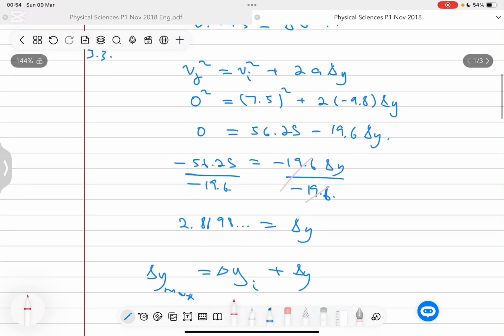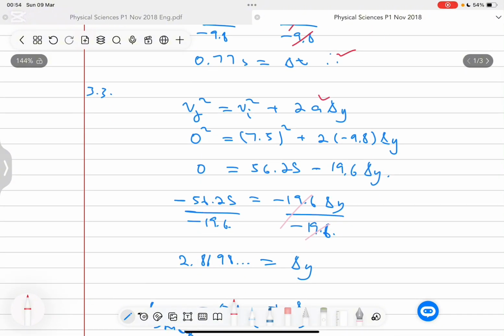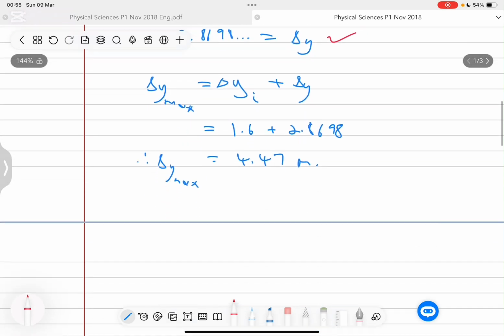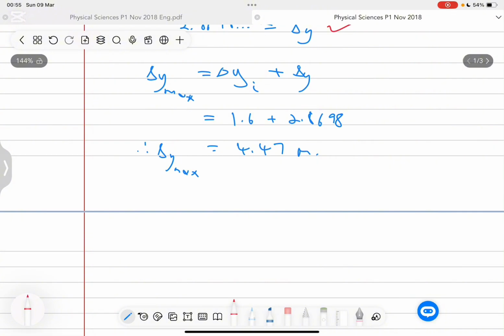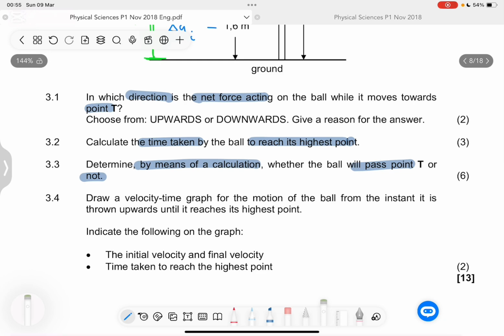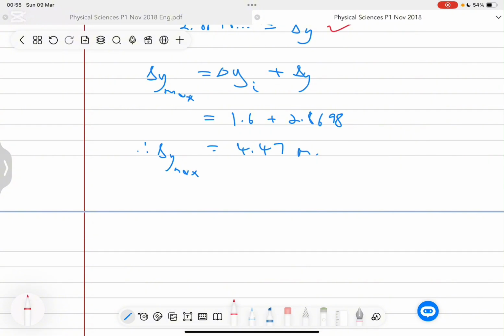Now this question is marked out of 6 marks. The 1 mark will come from using the correct formula, substituting the left hand side, the 0 there, and substituting the right hand side, meaning the whole thing here on the right hand side, and getting this value here of the first height above the 1.6, and that is like 4 marks. The last 2 marks will come from answering the question. Remember, they wanted us to determine if the ball will actually pass T or not. So I haven't really answered this question. It's very important to answer this question.